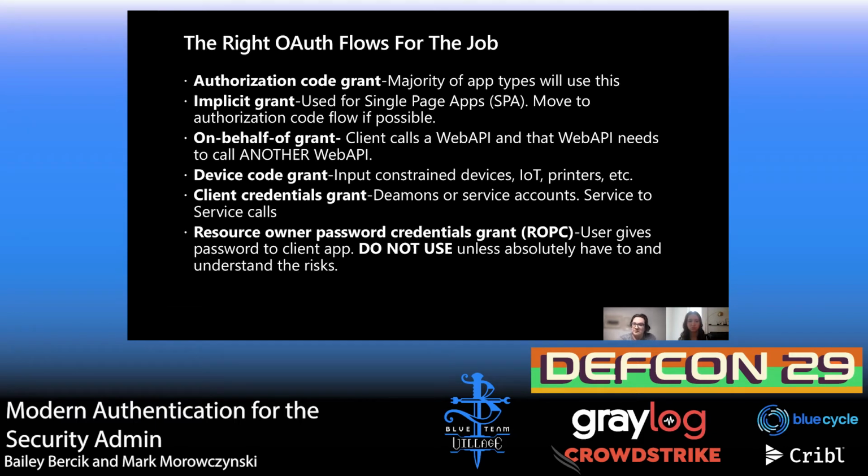The third one here is the device code grant. This is for input constrained devices where we may not have a web browser, or a mouse and keyboard, so IoT types of things, maybe just an SSH window or something like that. That's when we want to use a device code grant. For IoT, printers, and things like that, this is a really good flow to use.